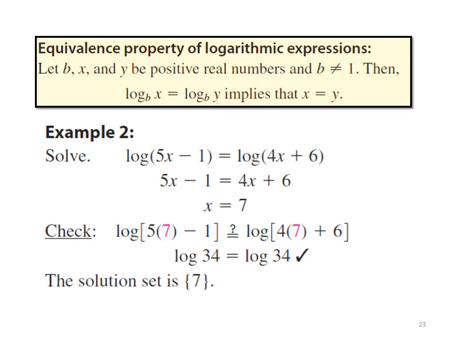You can actually check by substituting x equals 7. Log 5 times 7 minus 1. Does that equal log 4 times 7 plus 6? So the left hand side is just log 34, and the right hand side is also log 34. So x equals 7 will give you a solution for the original equation.